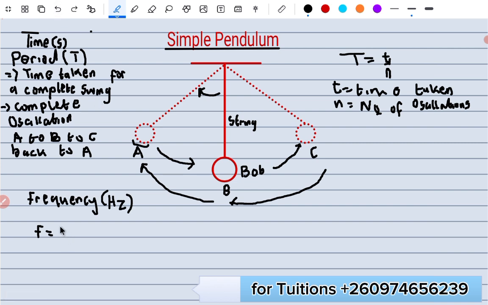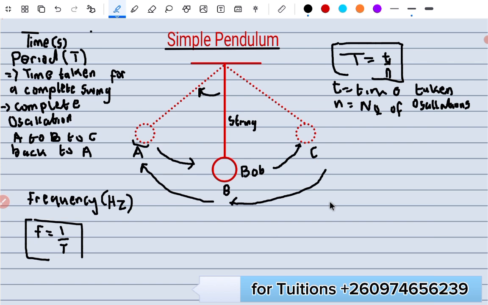F is equal to 1 over the period. Okay, 1 over the period. So you find that these are the two most important formulas that you really need to know under this topic. Okay, so I hope you've learned something here.